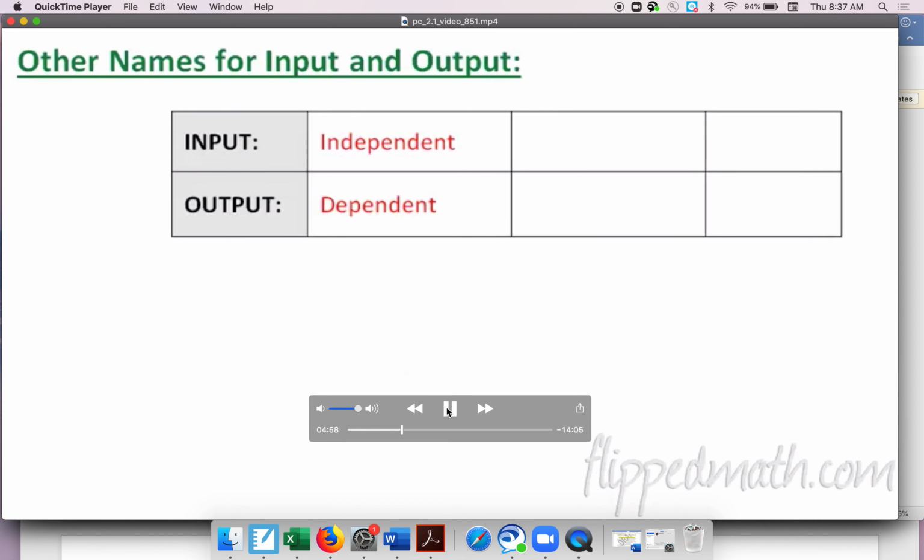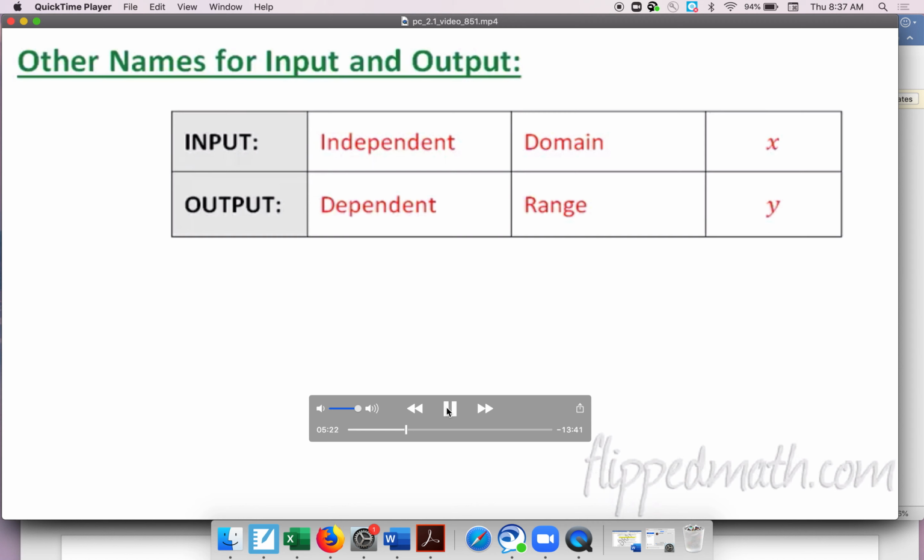Now let's get some other names for input and output. You can also call it independent, because input and independent, I'm trying to help you remember, this is the independent variable. The input is the independent. The output is the dependent. Just remember the IN. Another name for it is domain and range. That should be kind of familiar to you. Domain is the input, range is the output.